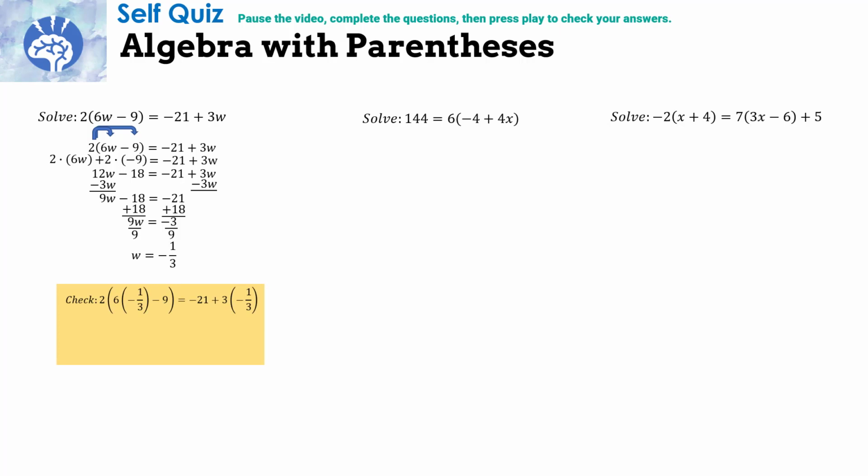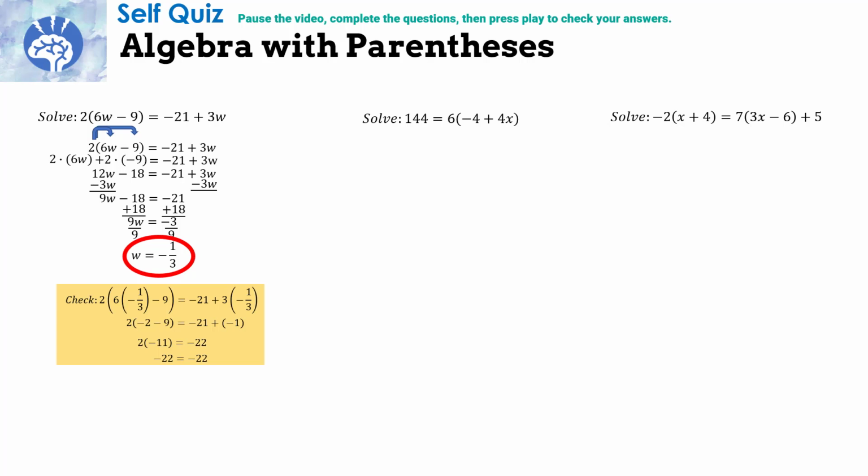I'm going to put negative 1/3 in for the w's. I need to simplify. I need to follow the order of operations. So 6 times negative 1/3 is actually negative 2, and 3 times negative 1/3 is negative 1. Negative 2 minus 9 is negative 11. Negative 21 plus negative 1 is negative 22. And 2 times negative 11 is negative 22. Since negative 22 equals negative 22, that is true, then yes, our solution is w equals negative 1/3.